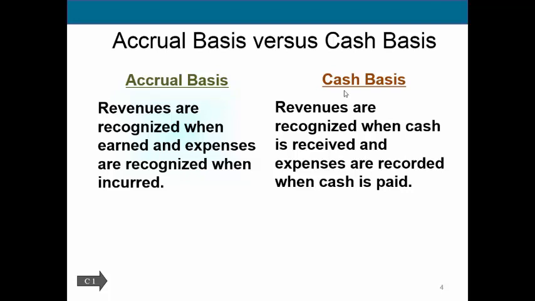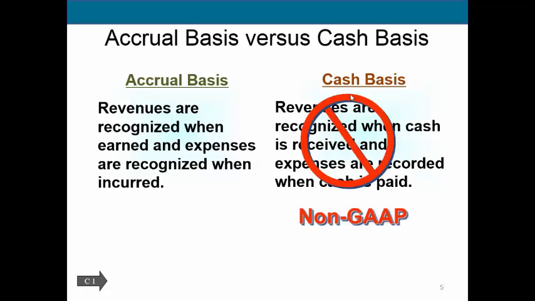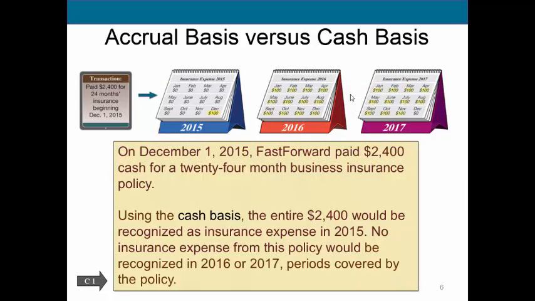And what we would do is go ahead on January 15th and debit cash and credit our revenue. But again, cash basis accounting is really only used by very small companies who are not otherwise required to use accrual basis accounting. So we have another example here. On December 1st, 2015, we have a company who paid $2,400 in cash for a 24-month business insurance policy.